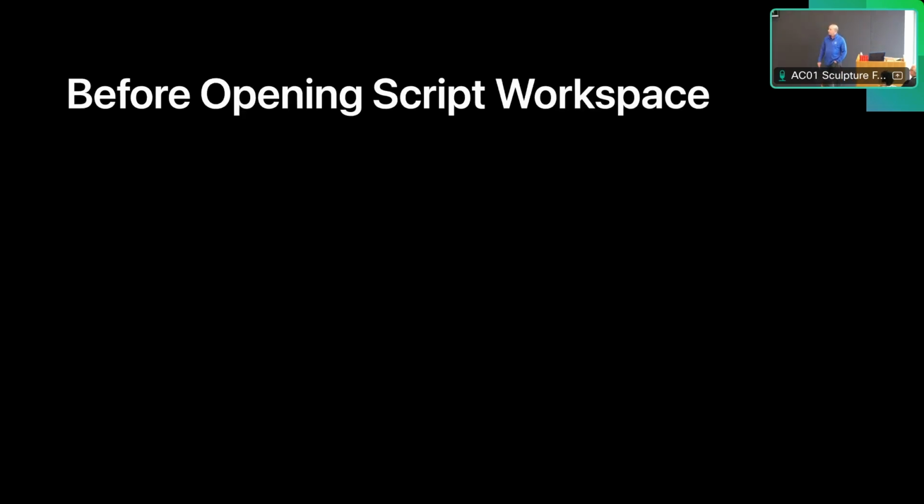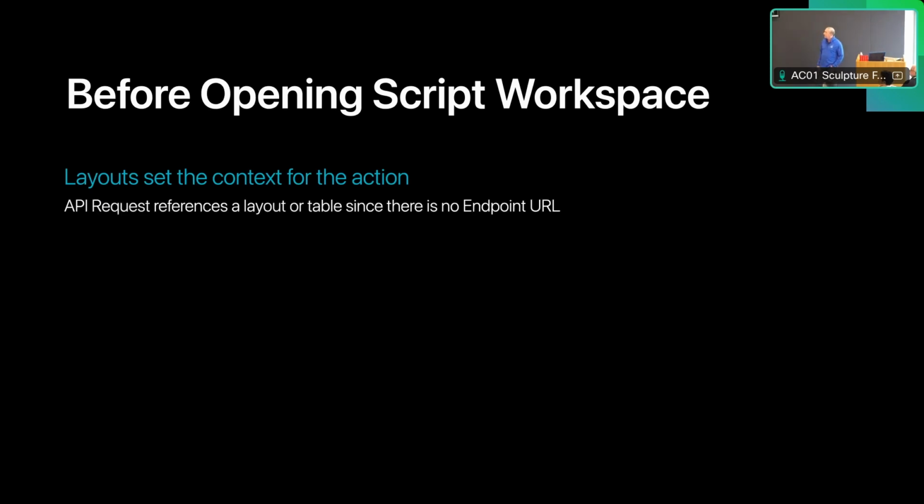Now, before we get into the script workspace, we need to talk about the layouts because that is what's going to set your context for the script. When you're doing read actions, everything that comes back is going to be based on the fields that you placed on that layout. So you want to have an idea of what those layouts are going to be. Your API request is going to reference the layout or the table occurrence since there is no endpoint URL. So that's one of the differences you're going to see when you're setting up your JSON parameter for your request: you're going to include that information there.